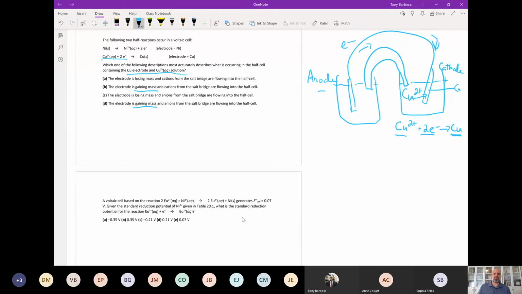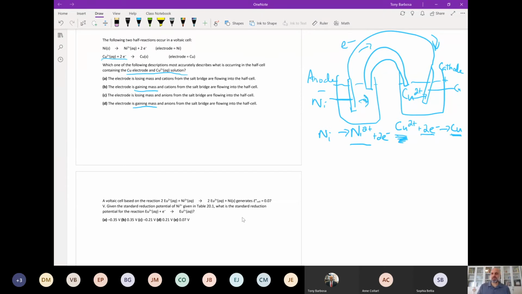So the next question is what's happening at the salt bridge? The 2 plus ions are being consumed here. On the other side, you have nickel going to nickel 2 plus plus 2 electrons. So you're forming ions on this side. If you had a nickel rod here in solution, that nickel rod would be shooting off ions, so to speak.